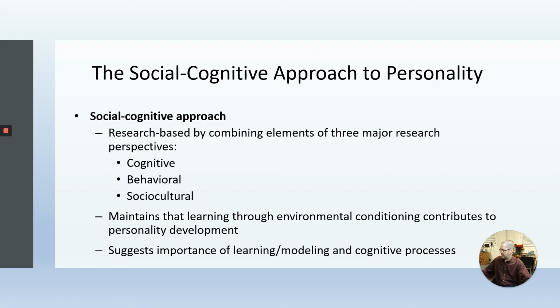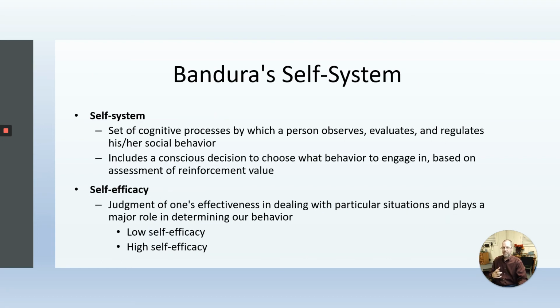The social cognitive approach to personality. And this was the flip side of when we started down this path with Rogers. Research-based by combining elements of three major research perspectives: the cognitive, hopefully we have a grasp of what that is now, the whole thought life, the behavioral, and what we do, the sociocultural, how what is outside of us, society, cultural, works to develop our perception and thinking, right?